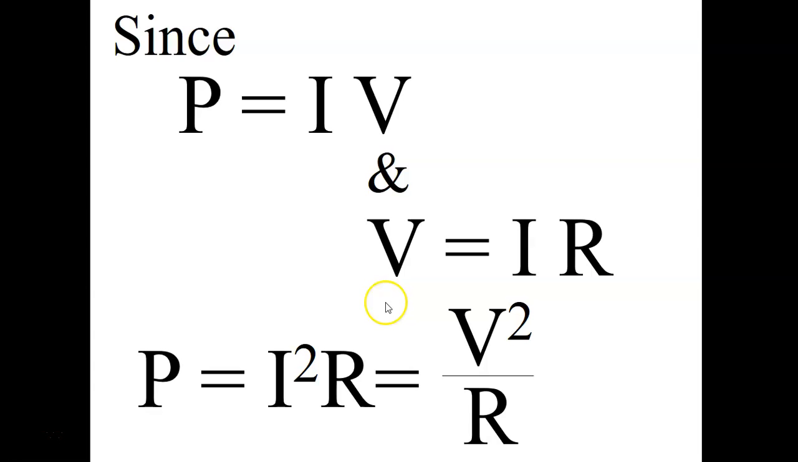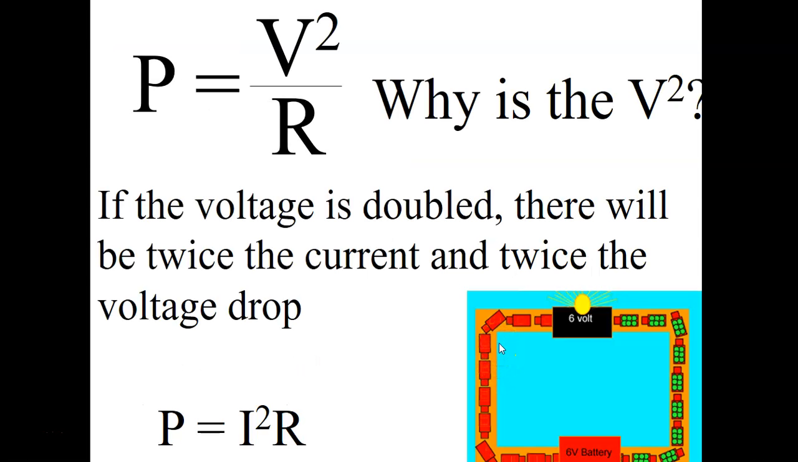Now, we've got two equations we can substitute in and get alternate forms of the equation. For example, if I substitute in V here for V here, I get power equals I squared R. And if I substitute in I and substitute out V, I get P equals V squared over R. Now these are a little more thought-provoking. So in the equation power equals voltage squared divided by R, why is the voltage squared? Why is it not just a linear relationship?